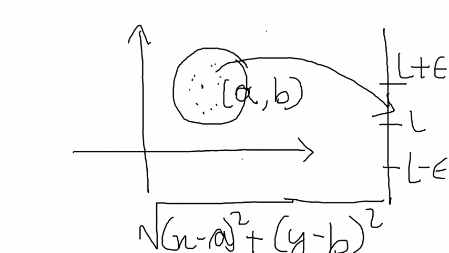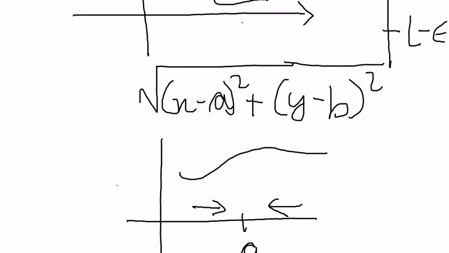For example, I could approach it from this direction. I could approach it like this, from a squiggly line. I could do a lot of stuff. So let's take a look at one example.